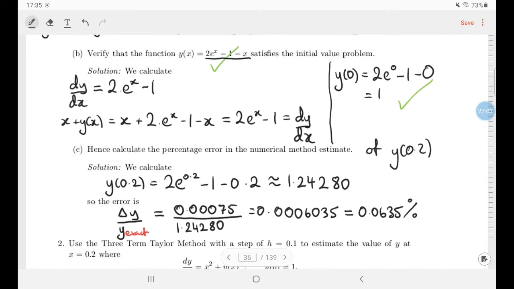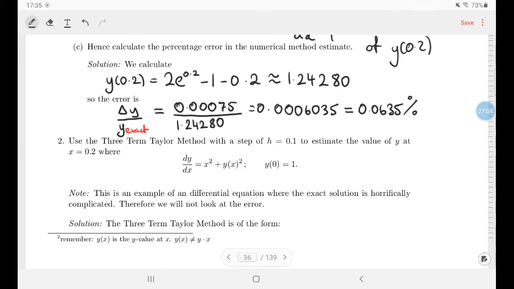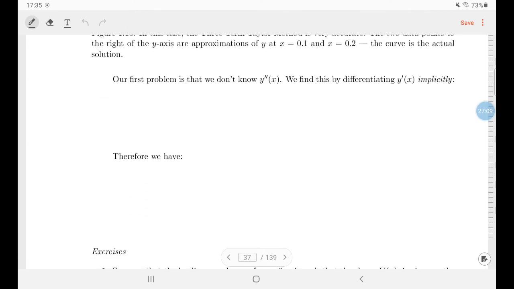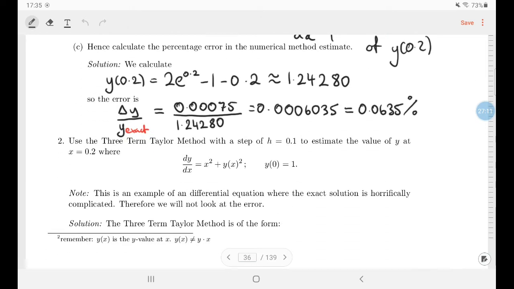Okay, we'll keep going here. We'll do another example. Use the 3-term Taylor method with a step size of 0.1 to estimate the value of y at x equals 0.2. We get this. So this is an example of a differential equation where the exact solution is horrible, so we won't be looking at that.